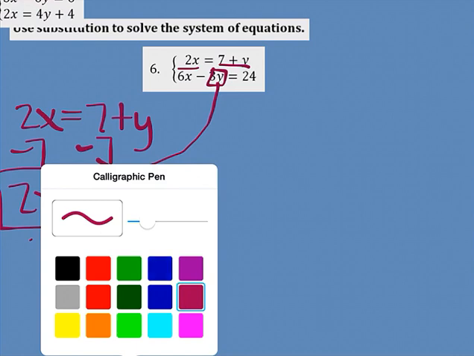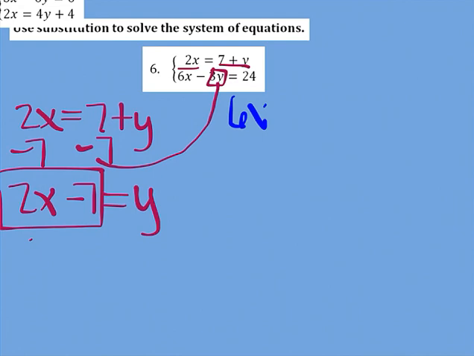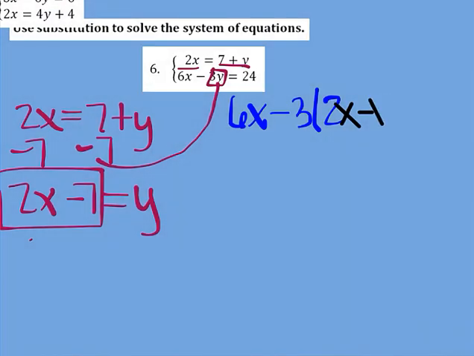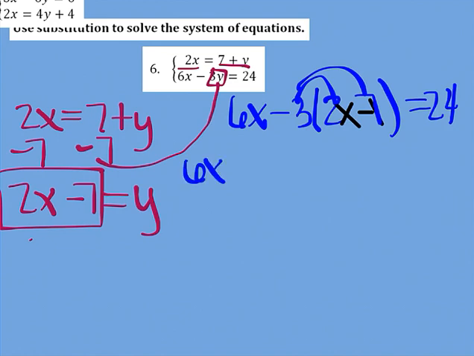Let's do that. I'm going to have 6x minus 3, and in parentheses 2x minus 7, and that's going to be equal to 24. Now I need to distribute. The 6x is going to stay the same. 3 times 2x is going to give me a minus 6x. 3 times a negative 7 is going to give me a positive 21. And that's going to be equal to 24.